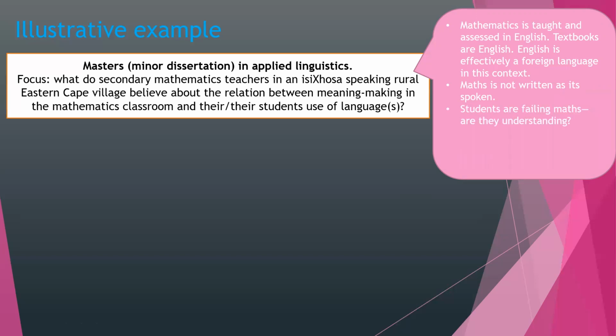In this context, the students are failing maths abysmally. So one must ask whether they're understanding the material that they are being asked to learn. And how are teachers navigating this challenge that the students really can't work off the textbook independently? How do they understand the way that they talk to the students and how this relates to the symbolic representations in the textbook on the child's desk?